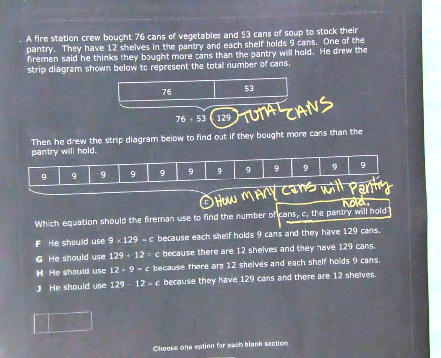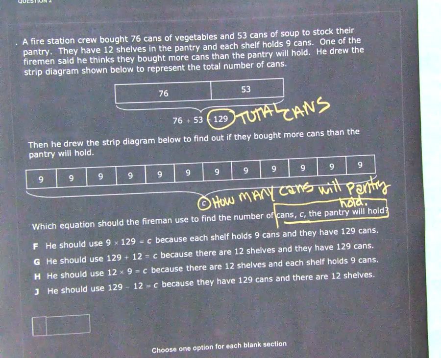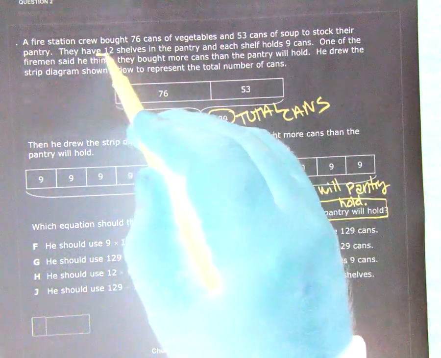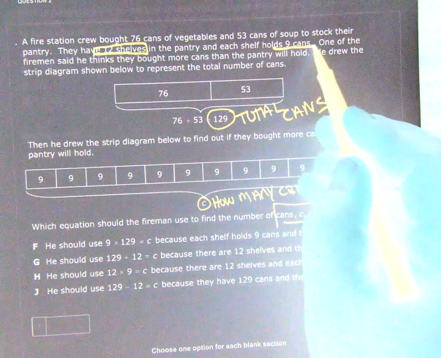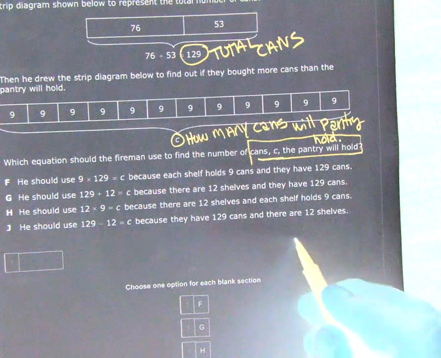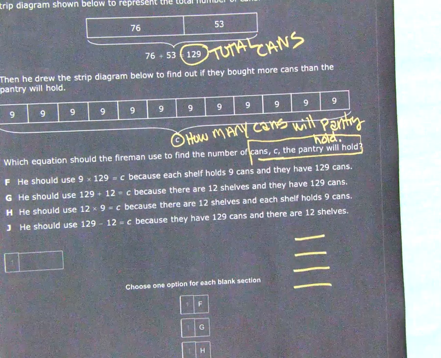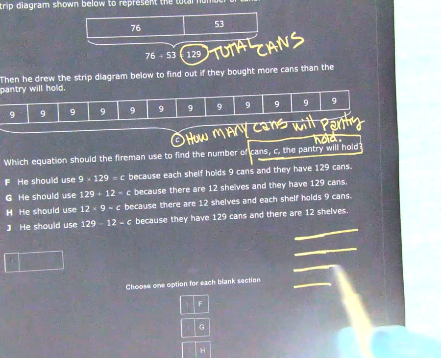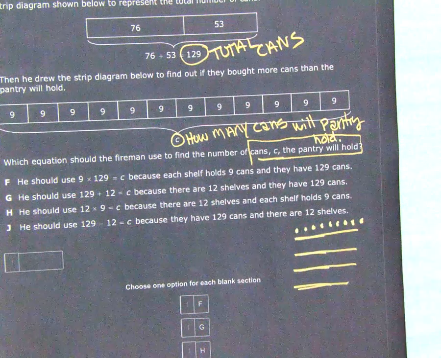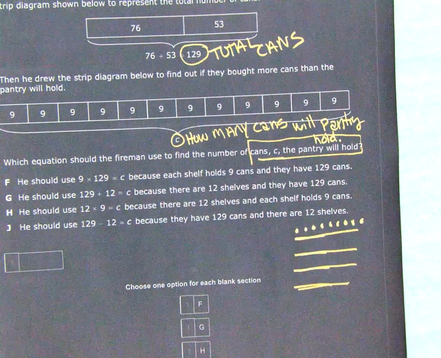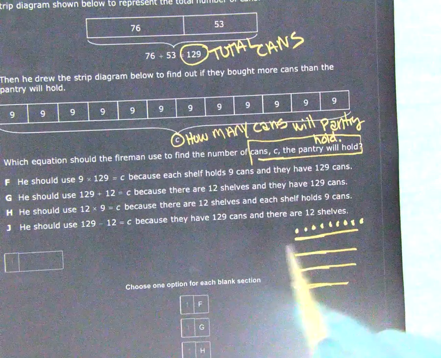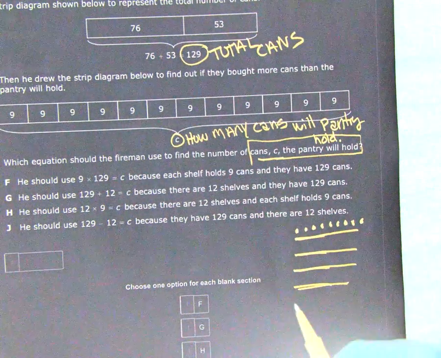So before I even look at the answer choices, I'm going to figure out that question. How many cans will the pantry hold? So looking back at my word problem, it says that there's 12 shelves in the pantry, and each shelf holds 9 cans. So if I was drawing this in my head, I would say that I have 12 shelves. I'm not going to go all the way down, but you get the idea. Let's pretend these are shelves. And each of these shelves holds 6, 7, 8, 9 cans. So I can see already that I'm kind of making what you remember from third grade as an array, some kind of math problem here.